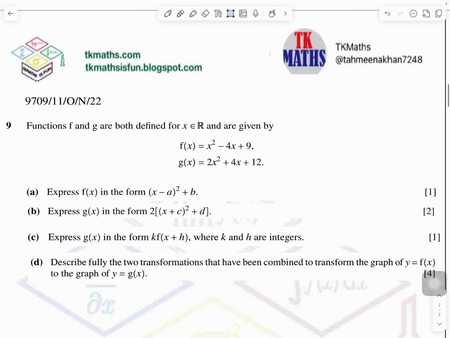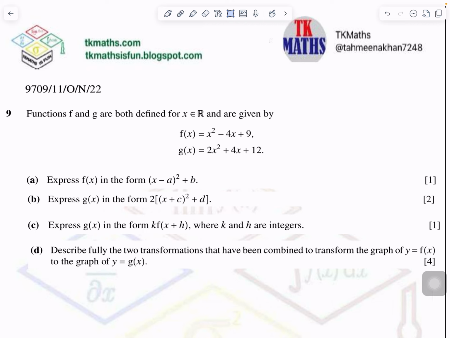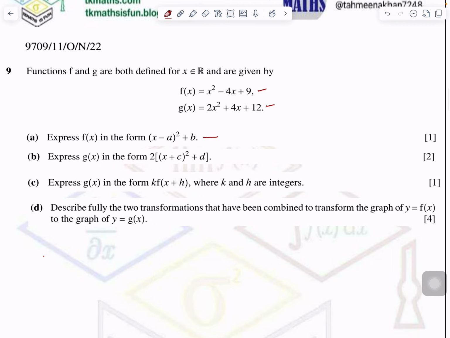So let's come to the question. The question has 4 parts. So function f and g is given to you. Both are quadratic functions. And function f you have to express in this form. This is a completing square method. So let's do one part at a time.